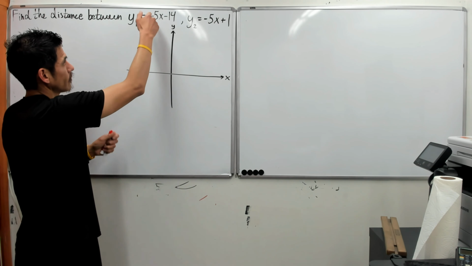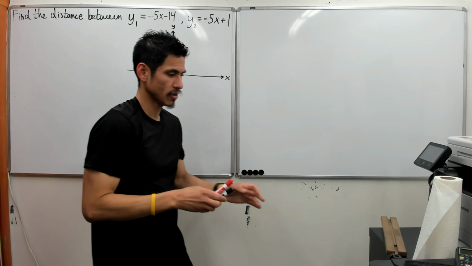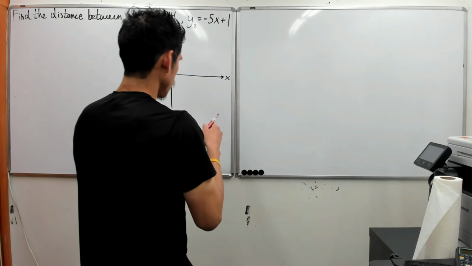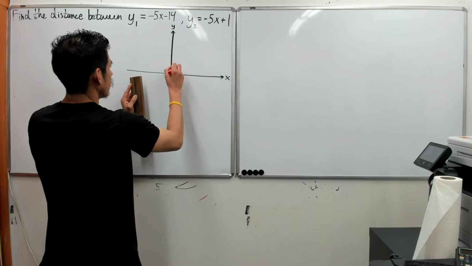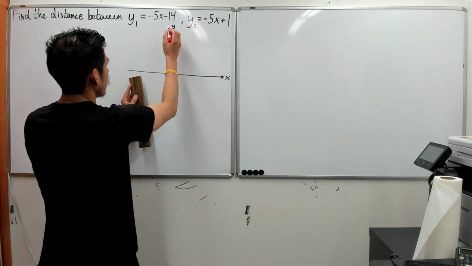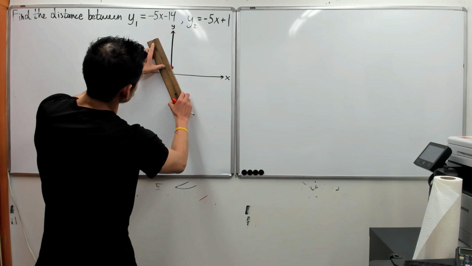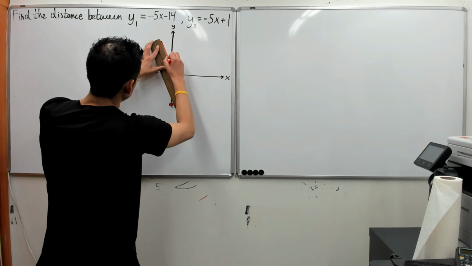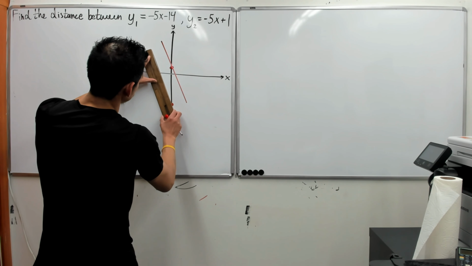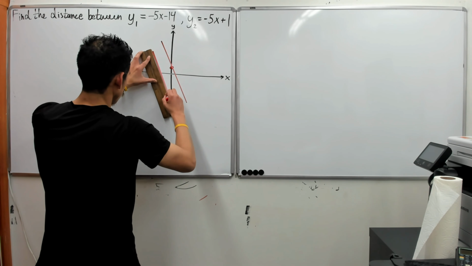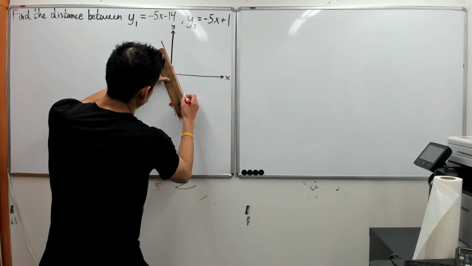Now these are two lines with slopes of -5, so they're going to be going like this. So make sure you have the proper tools when drawing your graph. So we have one with a y-intercept of 1 and another at -14. So let's go like that. This other one will be like this. Go a little further.